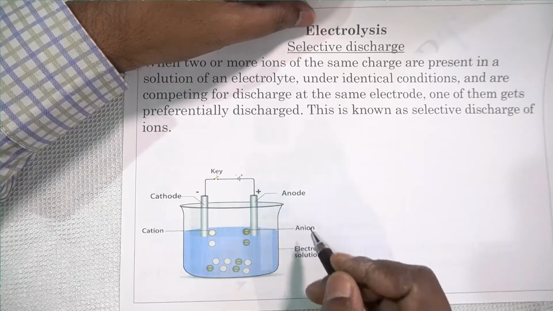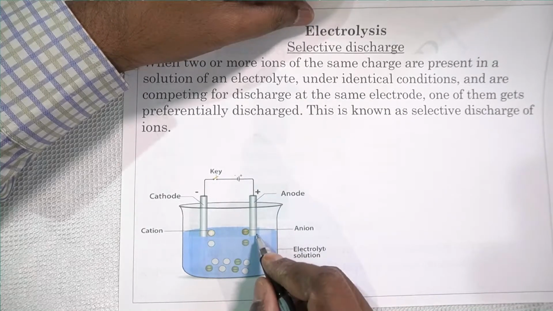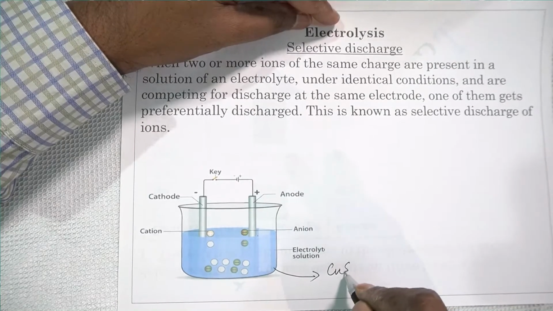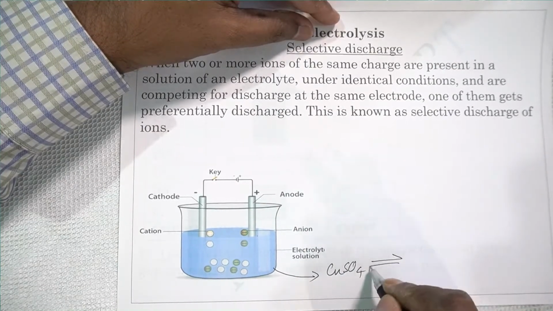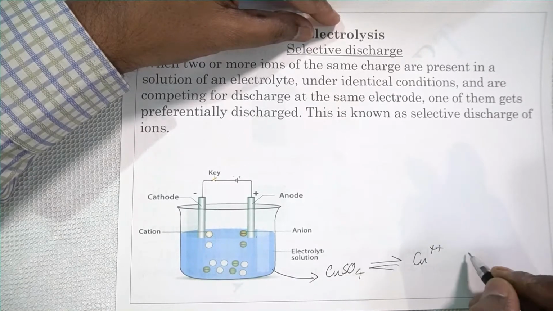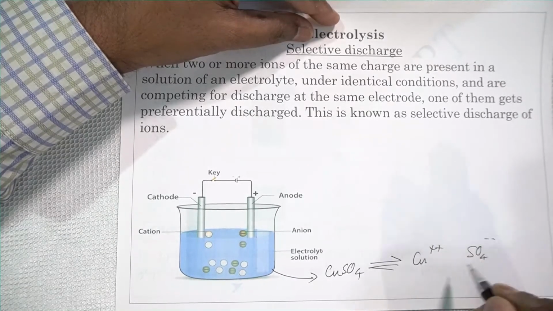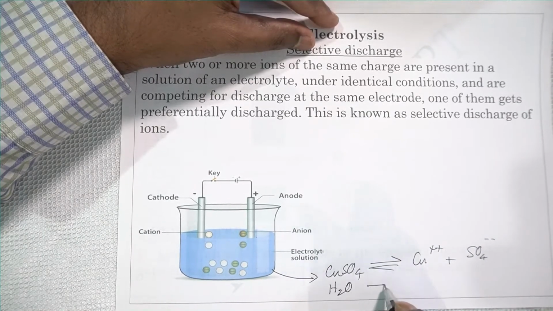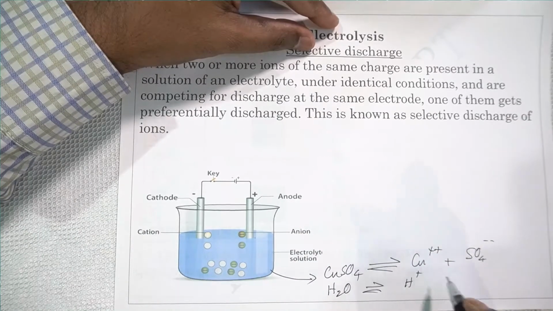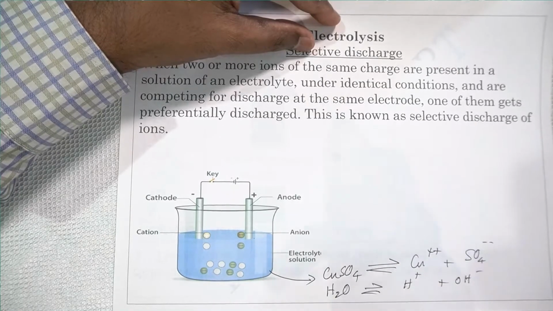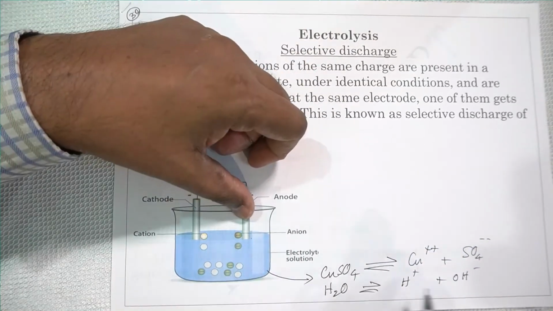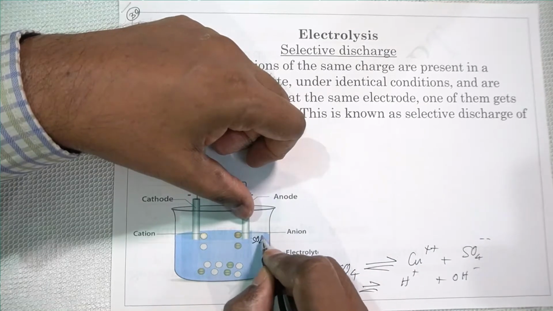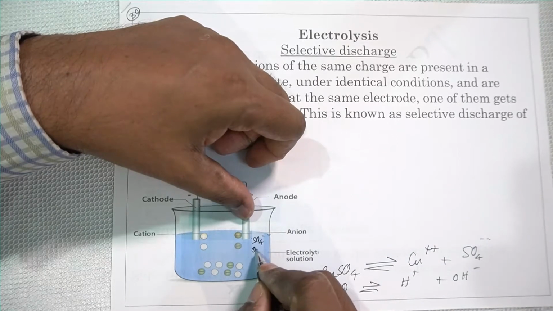Suppose this is the anode. For example, if you take copper sulfate solution, CuSO4 solution, it will dissociate giving Cu++ and SO4 minus minus. And we also have water, because it is an aqueous solution. Water will also split giving H plus and OH minus ions. So if you check at the anode, we have two anions coming here. One is sulfate ion SO4 minus minus, the other one is OH minus. Both of them are coming.